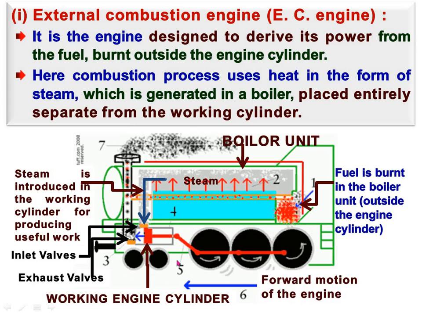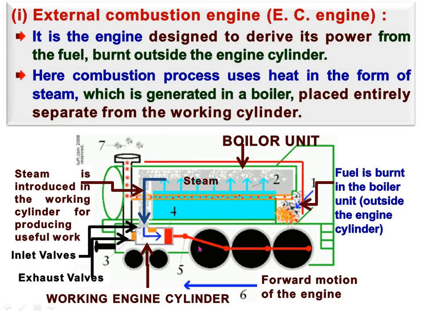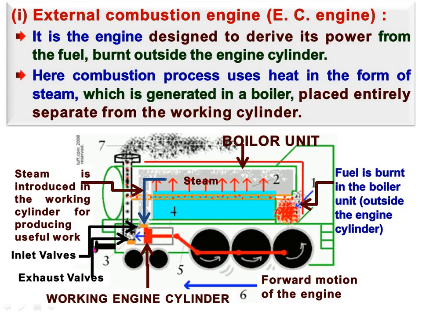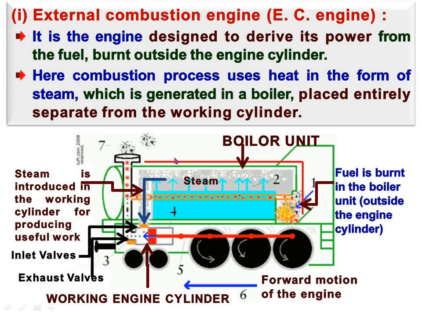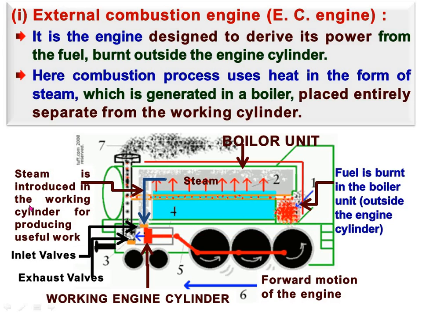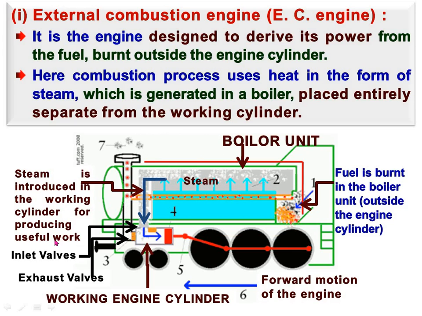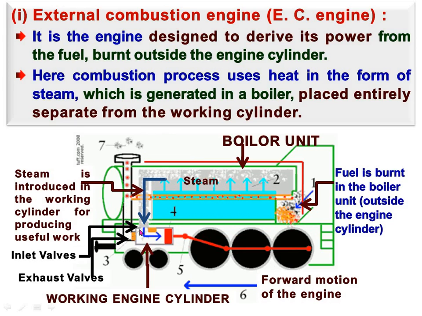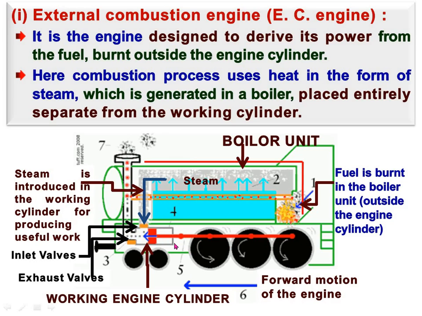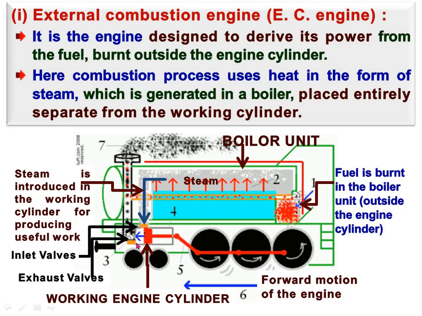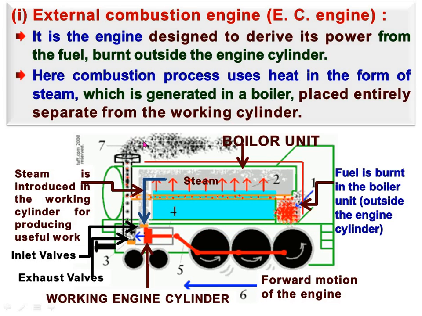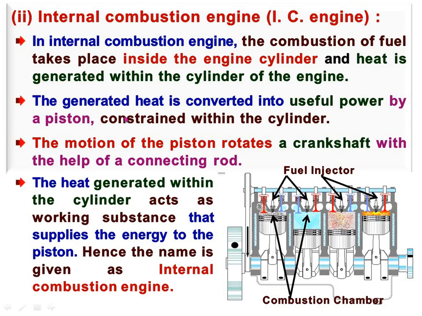So here, with the valve arrangement, the engine runs over the railway track. So this is the external combustion engine. Here steam is introduced into the working cylinder for producing useful work through this valve. This valve is called the inlet valve, and whatever exhaust gases are produced go out through the exhaust valve into the atmosphere.